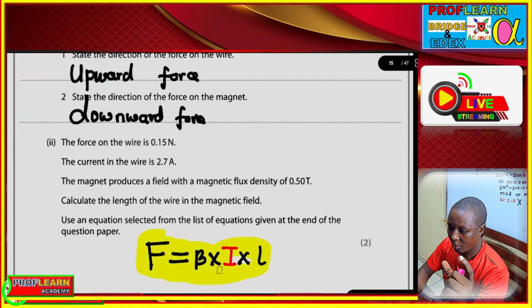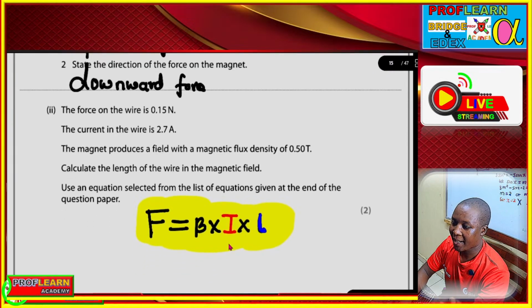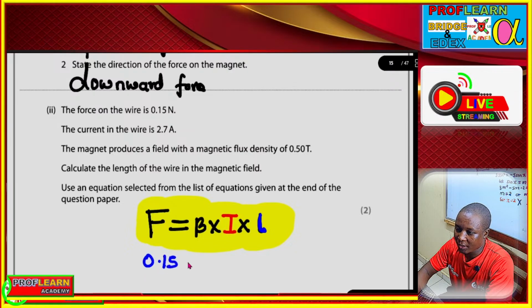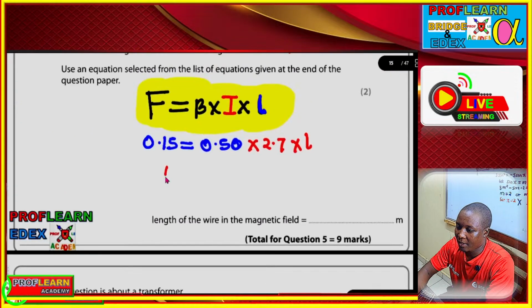So in this case, we are going to use this formula to determine the length, because we are given the force, the current, and the magnetic flux density. So we can work it out. Let's identify what we have. Our force is 0.15. Our magnetic flux density is 0.50, and the current is 2.7. Then we are working out L.